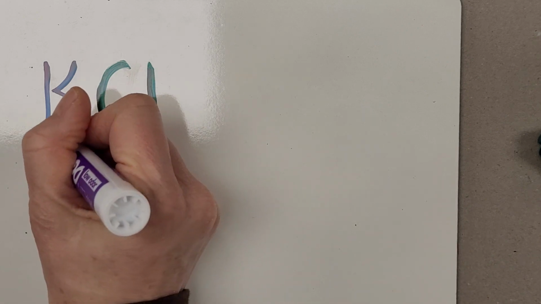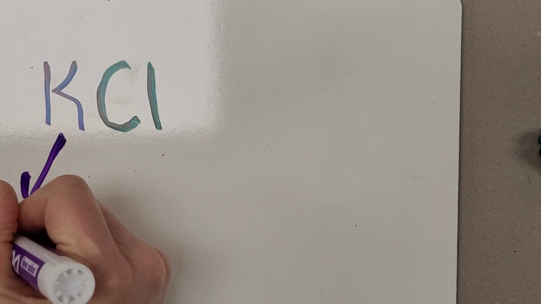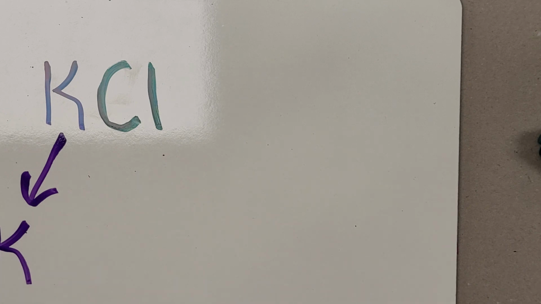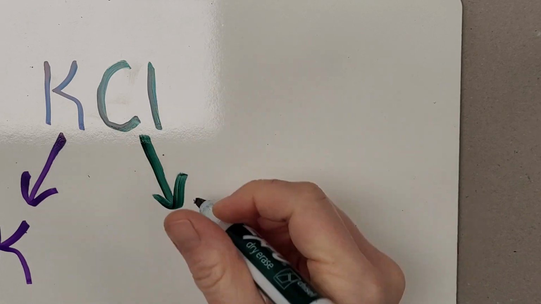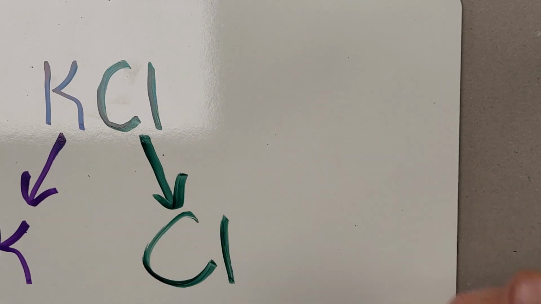So I have 1 potassium, and I'm just going to draw an arrow down here, and this one seems kind of silly almost since we just have one of each, but we're just getting used to the process here. All right, and then we have 1 chloride ion also. We call it chloride when it's in an ionic compound.